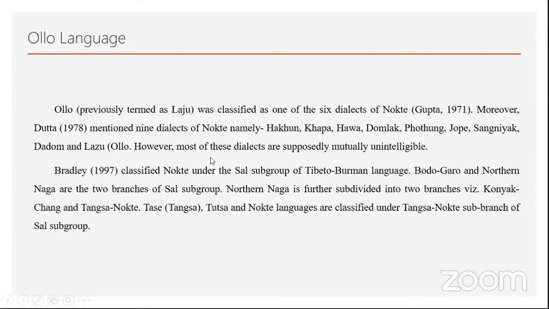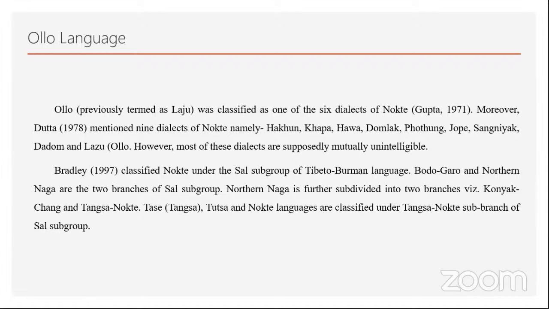However, these dialects are not mutually intelligible to one another. So earlier, they were termed as dialects of Nokte language, but these languages are not mutually intelligible, and they are quite different in their structure, and so we are trying to describe Olo or any of these dialects as a language, not a dialect of Nokte.